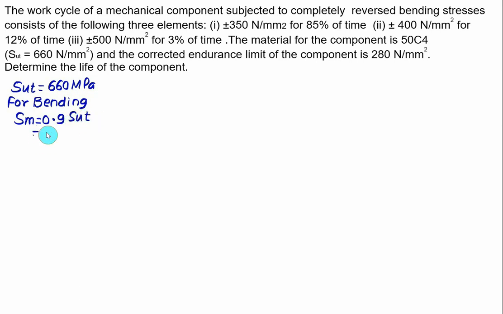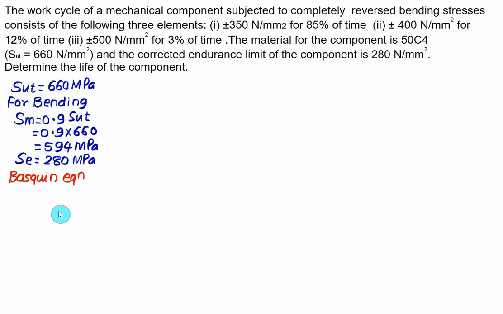That is, we have 0.9 of SUT is equal to 660, which is equal to 594 megapascal. And we have endurance strength. So the value of Sm and endurance strength will not change. And we have been given the value of endurance strength equal to 280 megapascal.